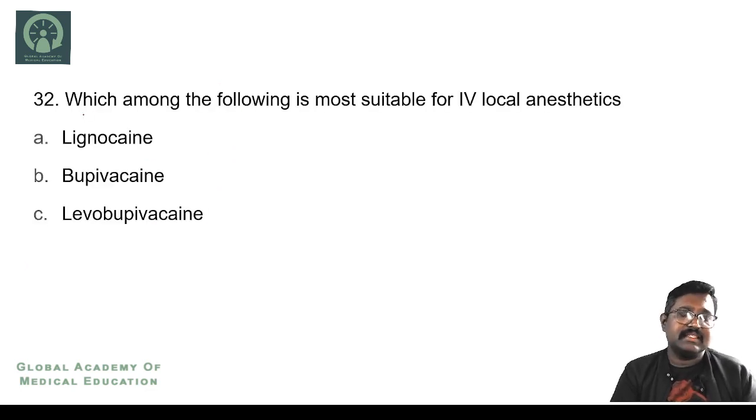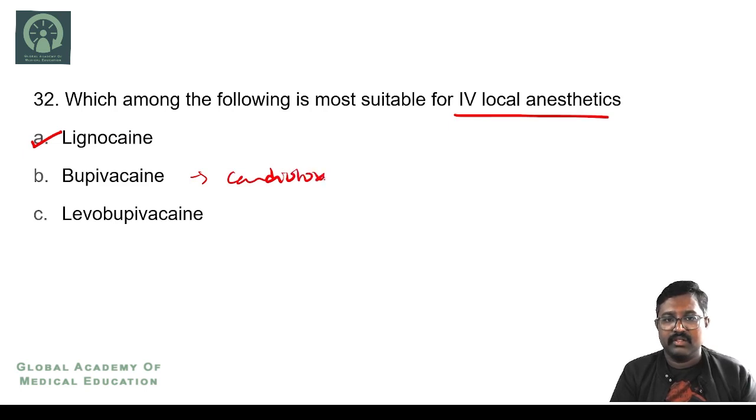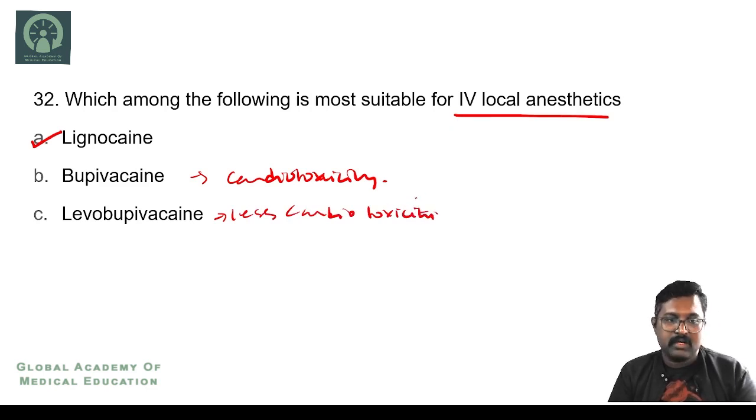Next, coming to the 32nd MCQ, which among the following is most suitable for IV local anesthetics? Please remember, the most suitable for IV local anesthetic will be your lignocaine, and bupivacaine has got cardiotoxicity. Levobupivacaine is a congener of bupivacaine, which is less cardiotoxic. Lignocaine can also be used in the treatment of ventricular arrhythmias.